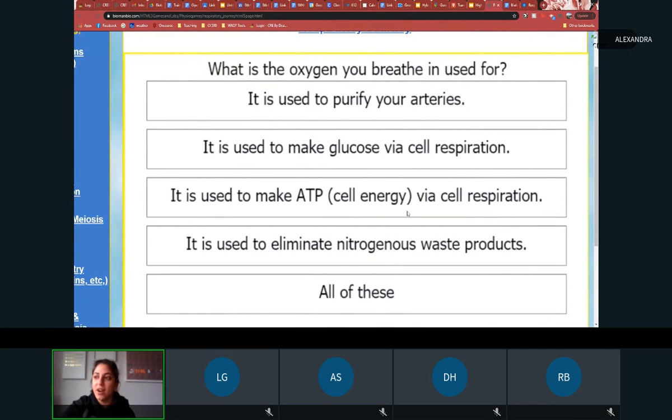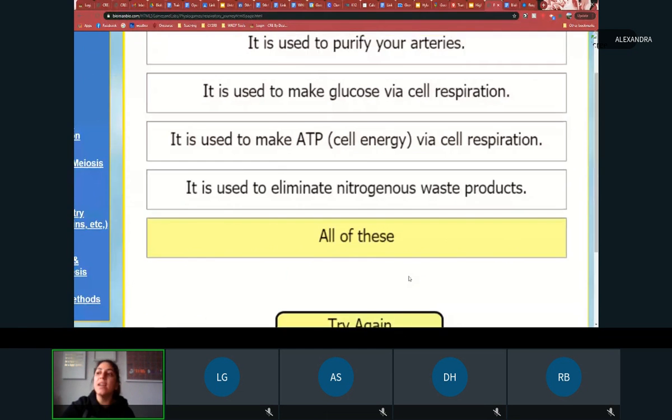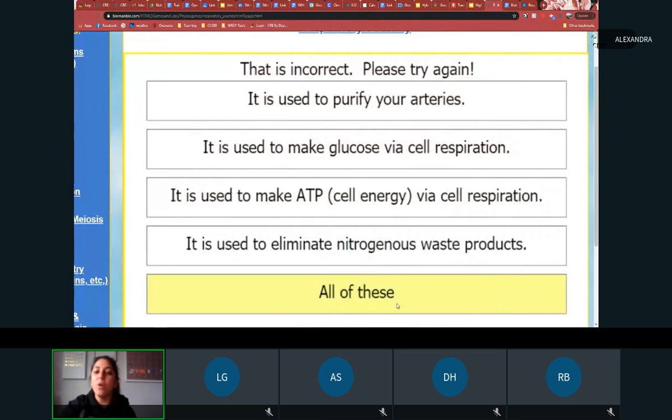Okay, we have another for all of these. So Spencer, what do you think? Okay, so it is not all of these, meaning it's only one. And a hint: I have been saying this over and over again since we started talking about the respiratory system. So specifically, what is the whole reason that we breathe in oxygen? Why are we breathing it in?